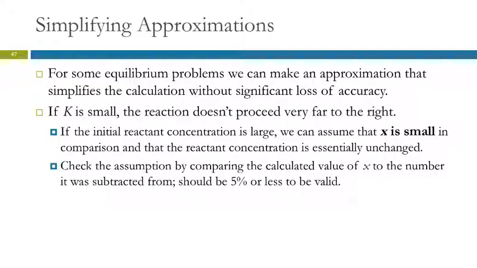Of course, we can't just make this assumption and not check at the end. We check the assumption by comparing the calculated value of x to the number it was subtracted from. So whatever x you end up with, compare it to anything it was being subtracted from, and it should be 5% or less of what it's subtracted from for the approximation to be valid. If it's larger than that, then making this assumption is going to mess up the result. So we'll illustrate that.